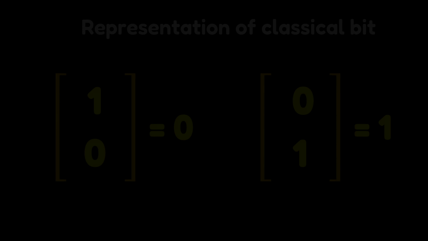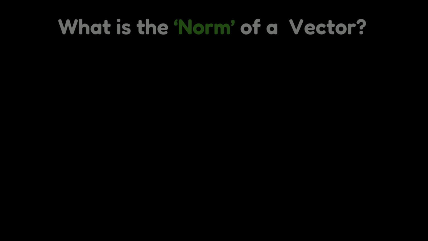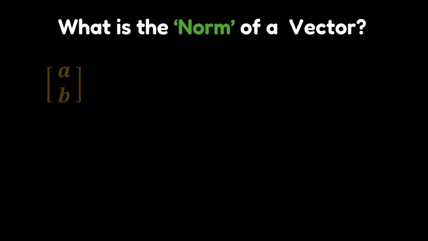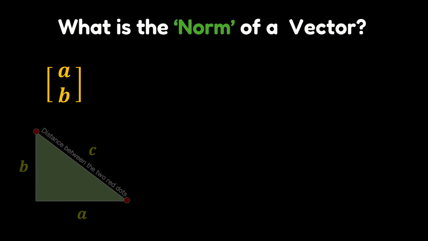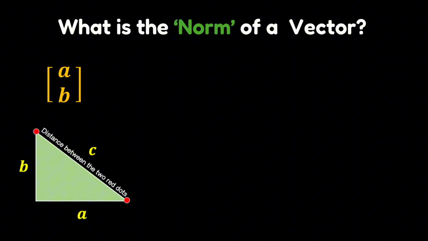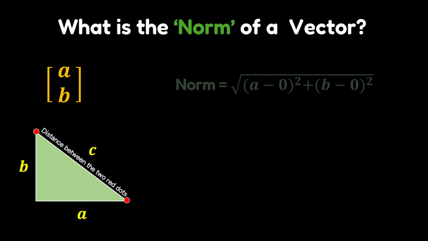Now let's talk about something very important, the norm of a vector. The norm simply measures the length or size of a vector. If we have a vector A, B, the norm is calculated using the Pythagorean idea of distance from the origin. Now let's write it. Norm equals root of (A minus 0) whole square plus (B minus 0) whole square.